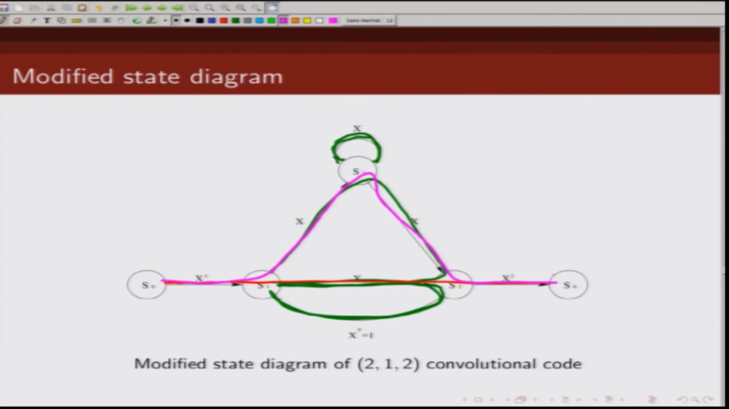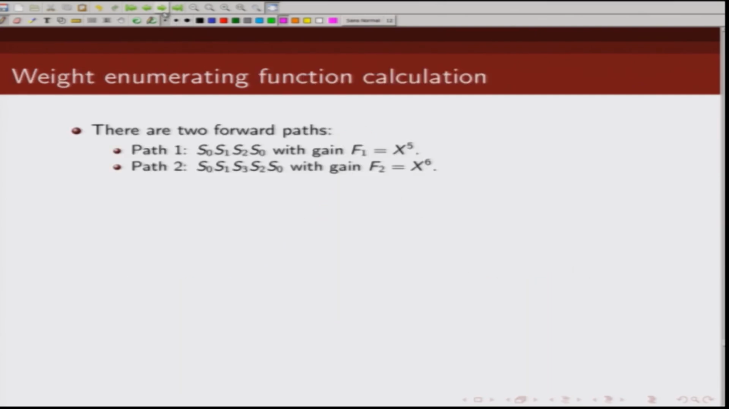In both cases you can see I am not going over any state twice, and there are only 2 forward paths in this case. And what are their corresponding path gains? For the one which I marked with red, this is x square, x, and x square, so this will be x raised to power 5. And the other will be x square, x, x, x square, so this will be x raised to power 6. So, then we have 2 forward paths, the one with gain x^5, another with gain x^6.